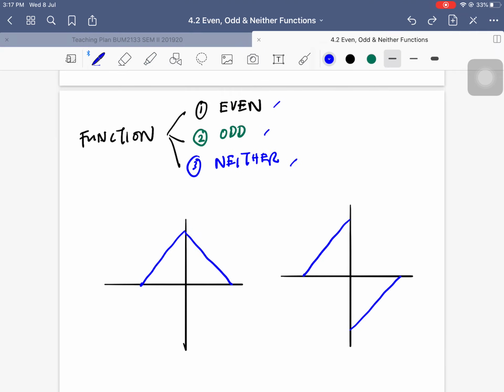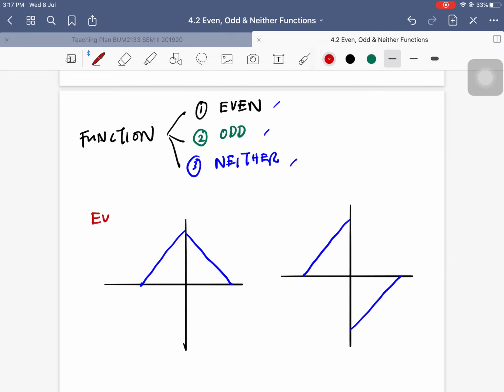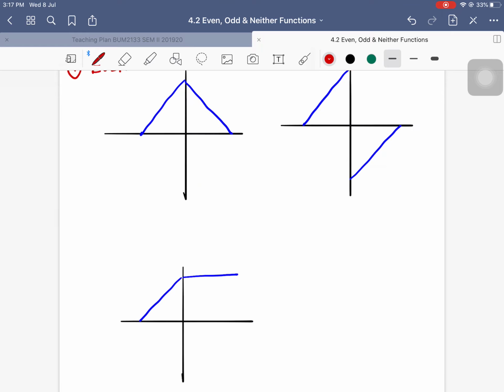So actually, the first one over here is an example of an even function. Okay, so that's going to be the first one. And the second one over here is actually the shape of an odd function. And the last one here is an example of a neither function.